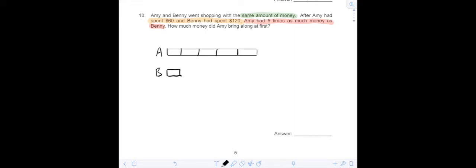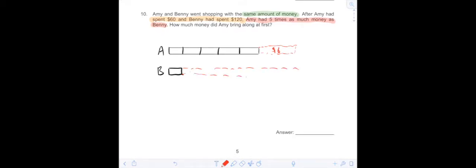So now we have to put back the money that they spent. Amy spent $60. Alright, so I'll use a different color for that. Amy spent $60. Now against this, they say that at the beginning the same amount of money means whatever Benny has spent has to be super big, all the way until you can cover the $60. Okay, so this one has to be $120. Okay, sorry, Amy spent $60, not $6.